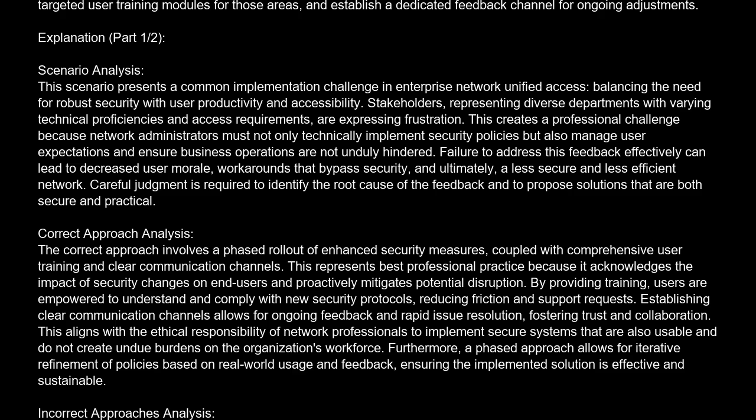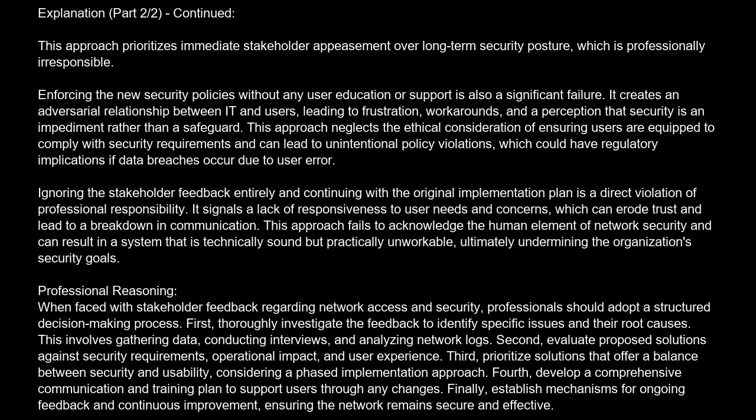Incorrect approaches analysis. Implementing a blanket rollback of all security enhancements without understanding the specific pain points is a regulatory and ethical failure. It demonstrates a disregard for the initial security objectives and potentially exposes the network to vulnerabilities that were previously addressed. This approach prioritizes immediate stakeholder appeasement over long-term security posture, which is professionally irresponsible.